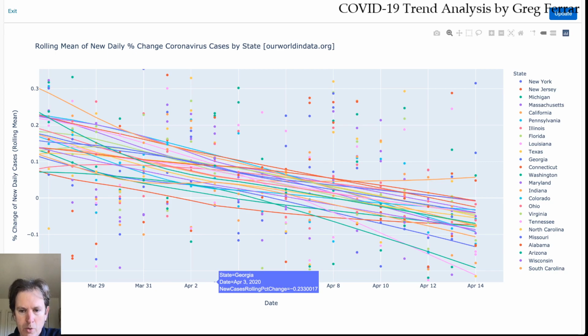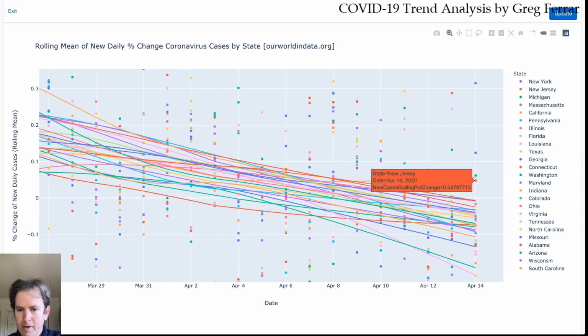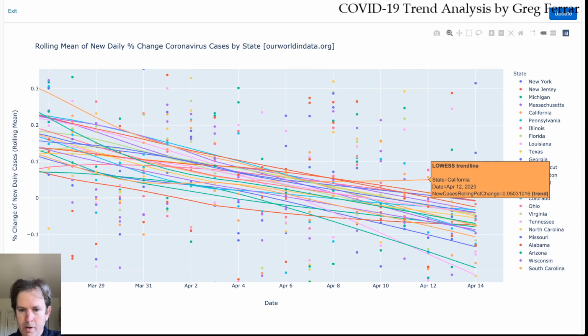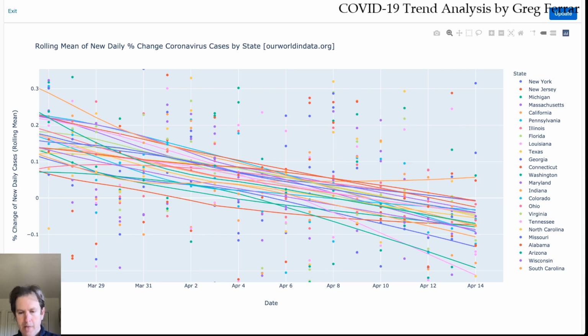California, as a whole, has broken away from the pack. It is not trending downward. It is trending slightly upward. It has not a terrible growth rate, but it's not zero. The growth rate is around 5% of new cases per day.